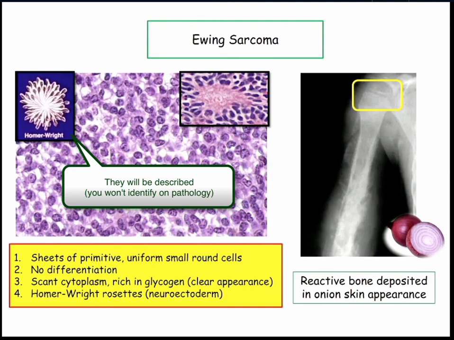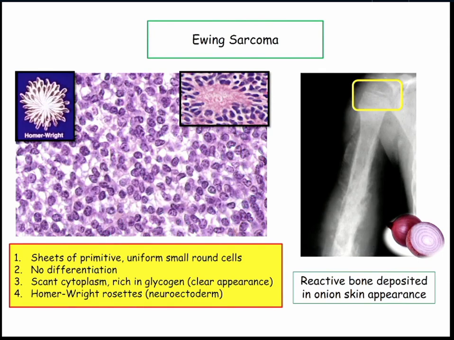In this Homer Wright rosette, I included it because, first of all, you don't even see it. Here's the Ewing sarcoma, just these uniform appearing cells. I just thought that was so pretty. I just don't want any of those in my body. And here's that onion skin. And distinguish in the humeral diaphysis, removed from the metaphysis. So that's Ewing sarcoma versus osteosarcoma.